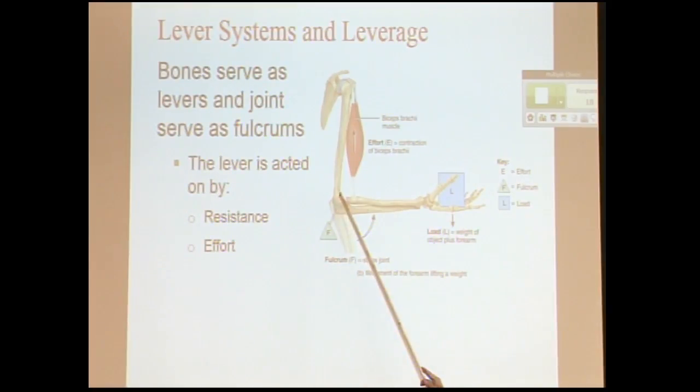So in this one, this is like a bicep curl. Your elbow's the fulcrum. The load is like the weight of gravity on your arm. And then the effort would be your bicep contracting.